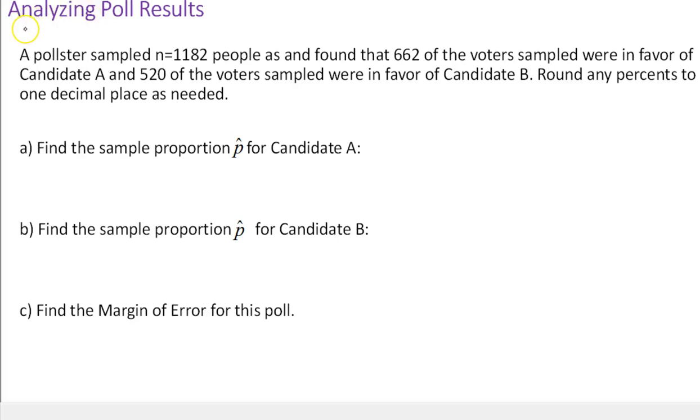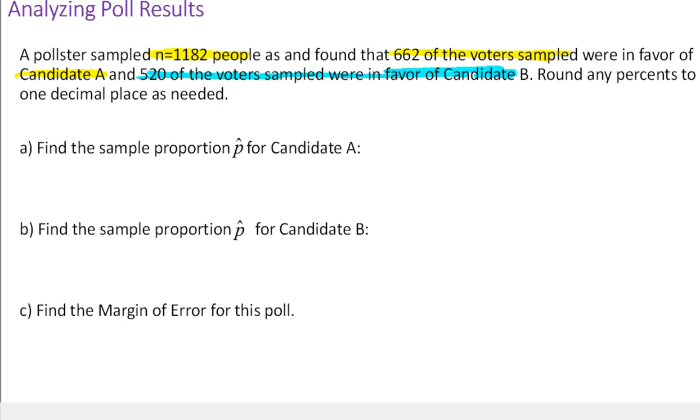In this video, we're going to look at analyzing poll results. So a pollster sampled n equals 1,182 people and found that 662 of the voters sampled were in favor of candidate A. And 520 of the voters sampled were in favor of candidate B. We're going to answer the questions below and round any percents to 1 decimal place as needed.